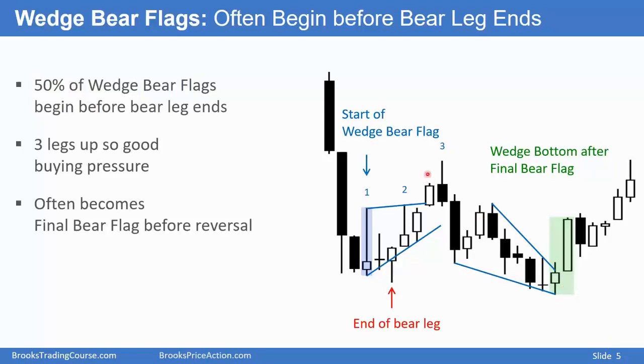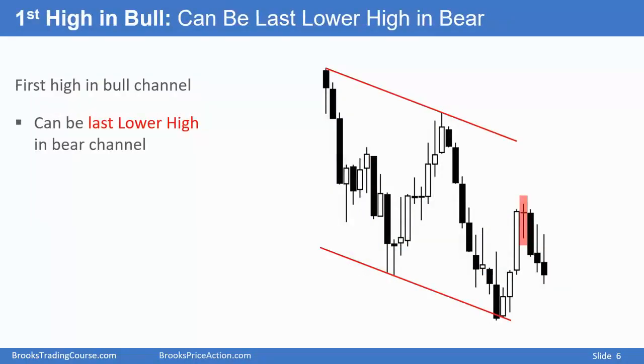Here we have a wedge bottom after that wedge bear flag, and this led to a double bottom or slightly lower low major trend reversal. Again, a wedge late in a bear trend often becomes the final bear flag before there is a major reversal. We have a bear channel, lower lows, lower highs. However, the final lower high in a bear channel can be the first high in a bull trend. So the bull trend can start before the bear trend ends.